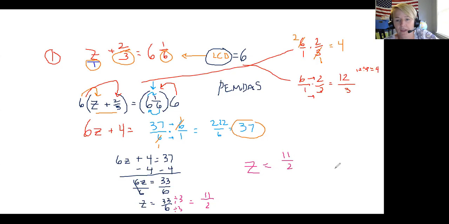So if you wanted to turn that into a mixed number, you can, but you don't have to take that extra step. This is sufficient. If you want to leave it as a mixed number, that's completely cool and saves you a little bit of time. It does ask you to check the problem though. So our final answer is z equals 11 over 2.